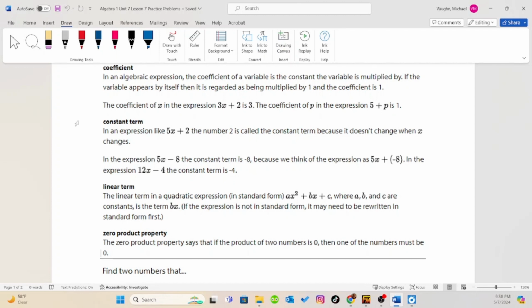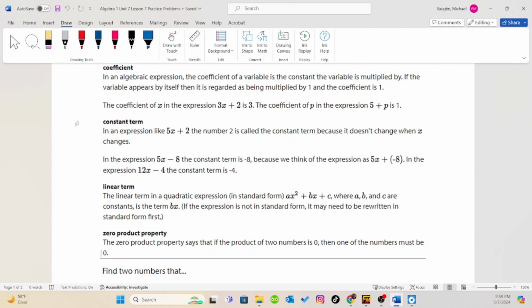The third vocabulary term we have today is linear term. The linear term in a quadratic expression in standard form, ax squared plus bx plus c, where a, b, and c are constants, is the term bx. If the expression is not in standard form, it may need to be rewritten in standard form first.